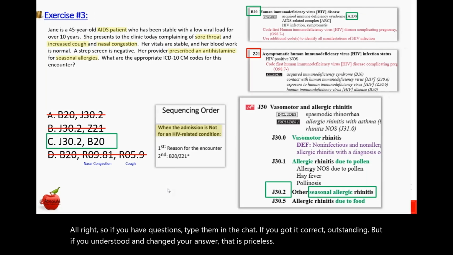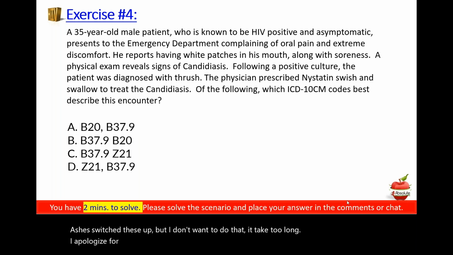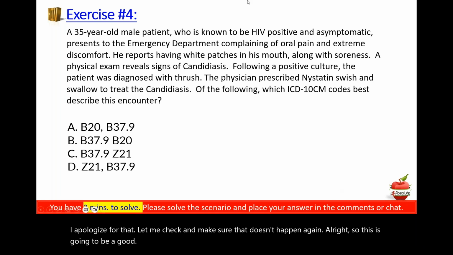Okay, coders, I got another one. Oh, look, unsee that. Sorry about that. I should switch these up, but I don't want to do that. It'd take too long. I apologize for that. Let me check and make sure that doesn't happen again. All right, so this is going to be a teachable moment.